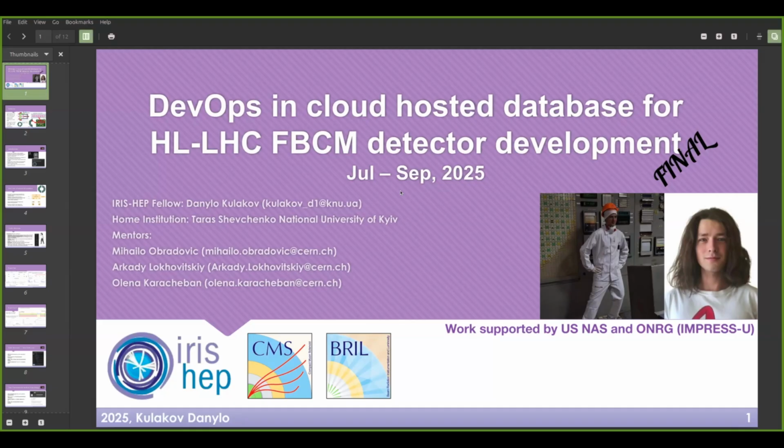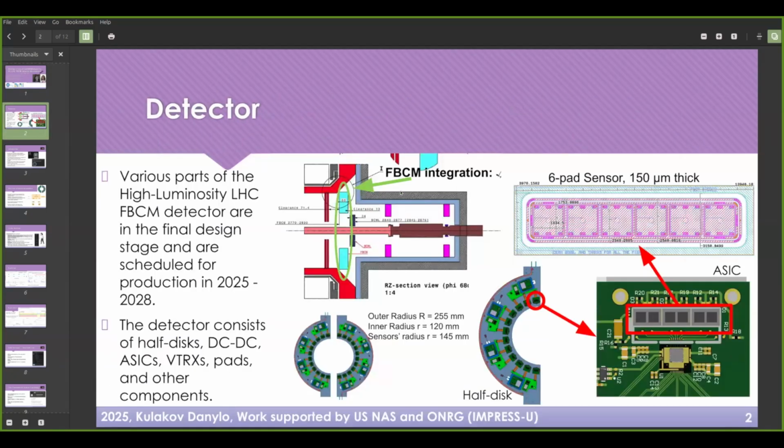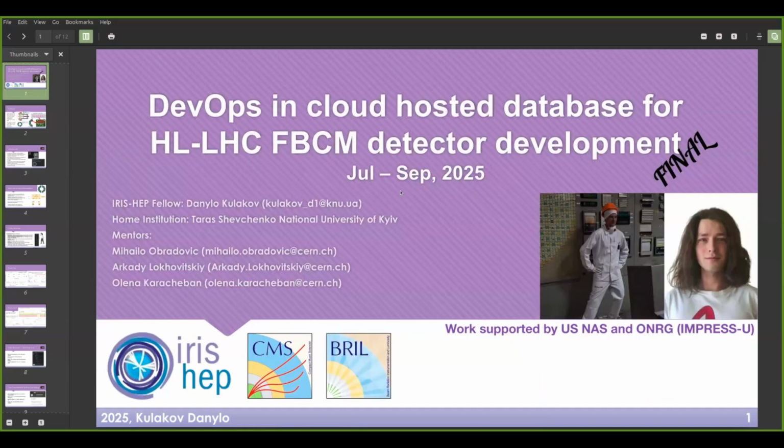I am Kulakov Danylo from Ukraine. I study at Taras Shevchenko National University of Kyiv, and my mentors are Mikhailo Obradovich, Arkady Lokvitsky, and Olena Karcheban. I forgot to spell the name of my project. It was DevOps and cloud-hosted database for HL-LHC FBCM detector development.